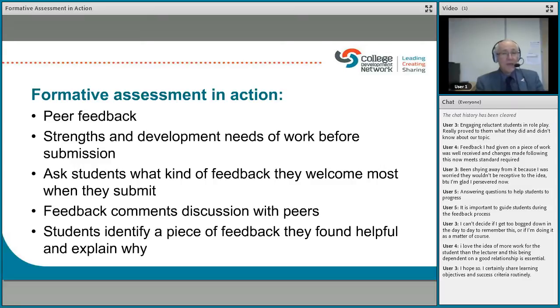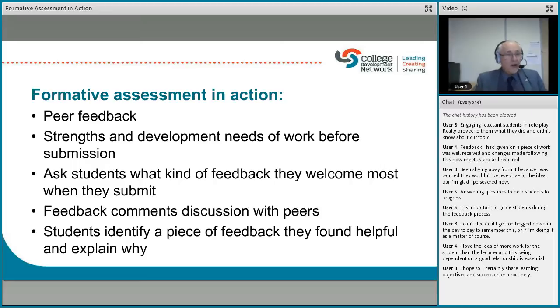And it gets the professional dialogue, it gets the learning conversation going about their work, and I've certainly done that with students in the past. Another one I like is to ask the students what kind of feedback they welcome most when they submit. That is fascinating. You get a whole range of answers. The funniest answer I've had is, "That's your job, Gary."